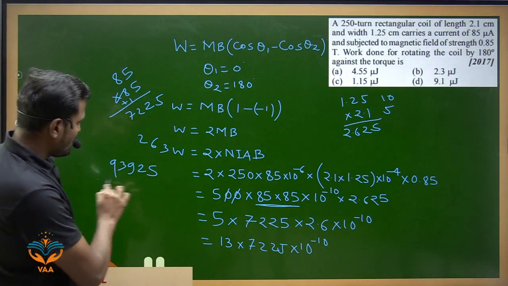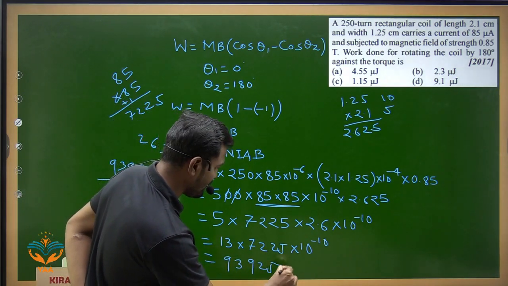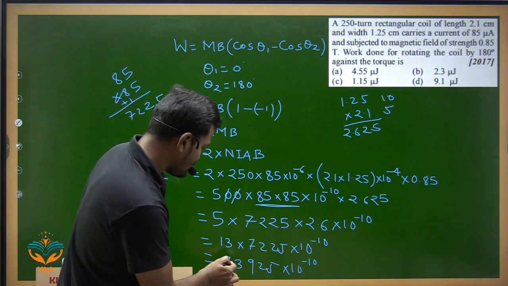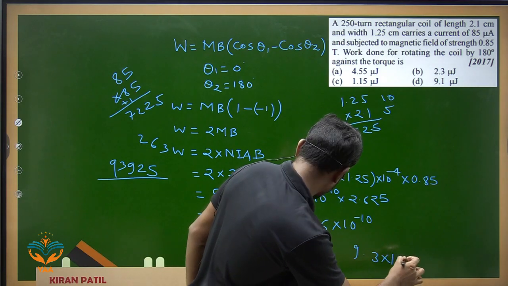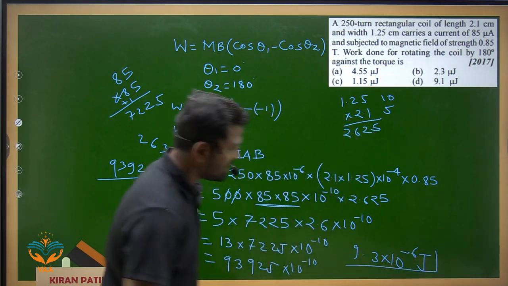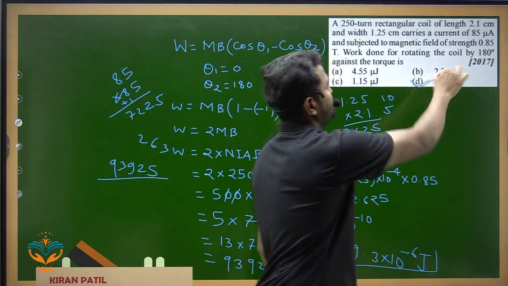So it is 93925 into 10 to the power minus 10. Constant option, if you check, it becomes this. So 9.3 into 10 to the power minus 6 joule. So this is the constant. If you choose the correct option, this is this particular answer.